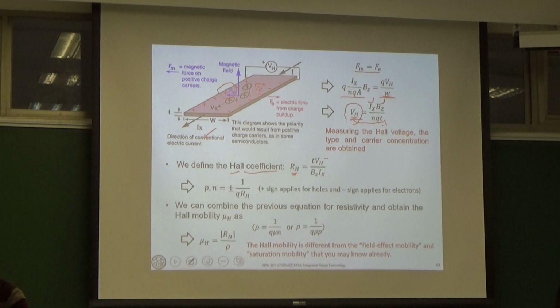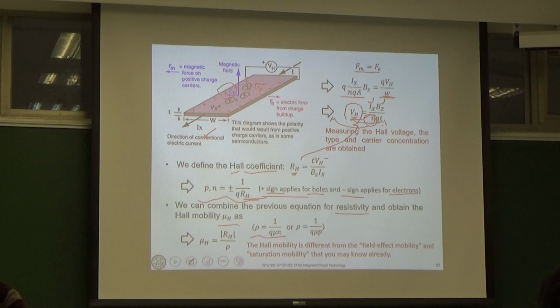Okay. So if you plug this RH into this equation and move this N or P to the other side, then we have these equations. A positive or negative sign represents holes or electrons respectively. Then we can combine these equations, so we can measure the resistivity and the mobility at the same time.